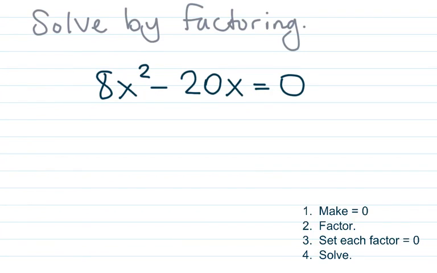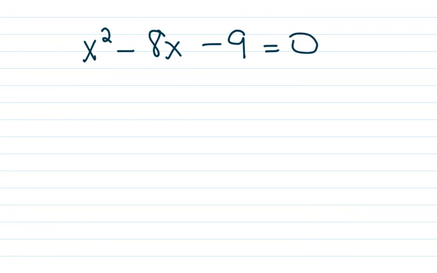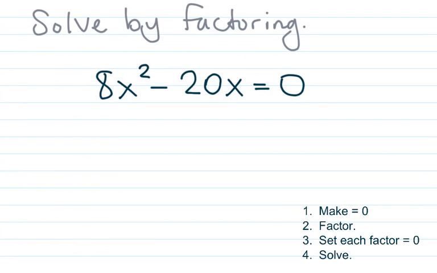Okay, so now that we've factored and we've used the zero product property, we can talk about solving with factoring. So make sure the equation is equal to 0. Make sure you factor it all the way so that you can set each factor equal to 0 and you can solve. Whoops, I accidentally advanced the screen.